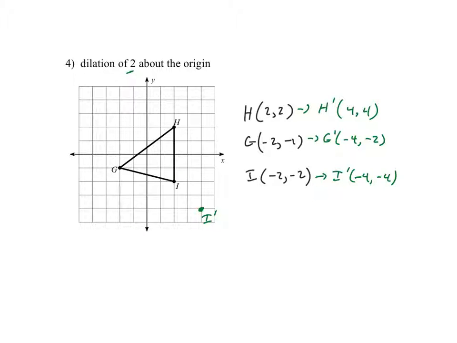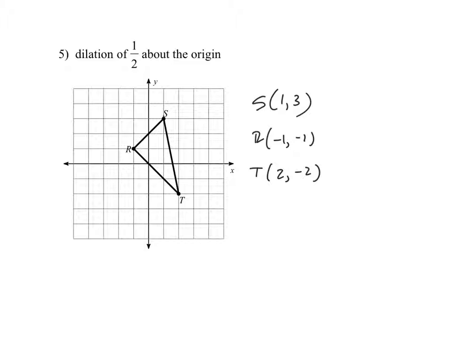So 1, 2. Right there is G. No, -2. So -4. So 1, 2, 3, 4. 1, 2. This is G prime. And then H is 4, 4. So 1, 2, 3, 4. 1, 2, 3, 4. And H prime is right here. So that way I have my dilation.